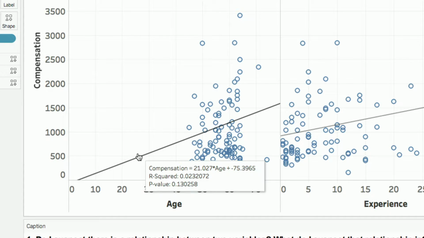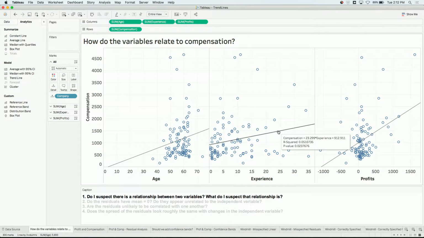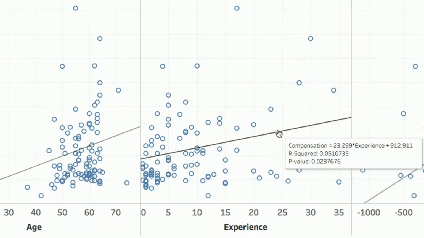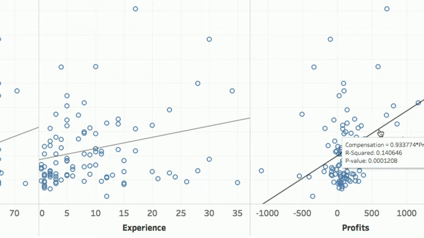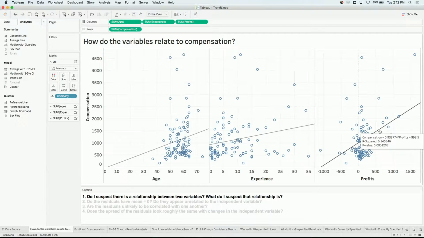Well, it's okay. Because if we come over here to experience, we can see that the p-value is 2%. And if we come over here to profits, we can see the p-value is even smaller than that. So I do suspect that there is a relationship between each one of these variables and compensation, but in the interest of time, let's just pick the one that appears most interesting, so that would be this one. Oh, and the second question there, what do I suspect the relationship is? I already suspected it to be linear because it's a good first guess if I don't already know. Okay, so first set of questions answered.